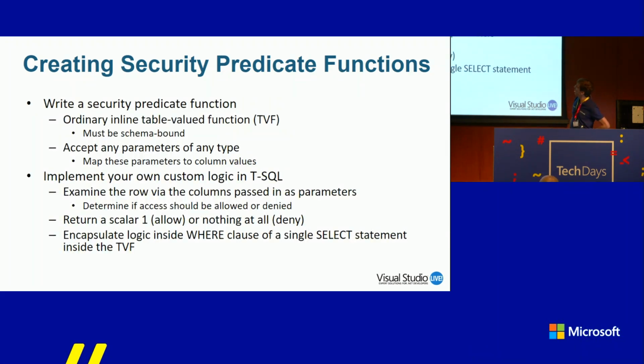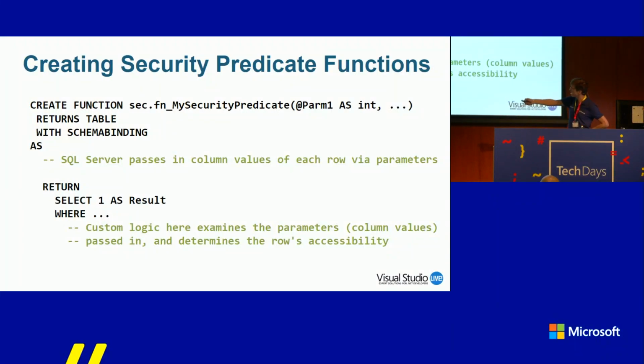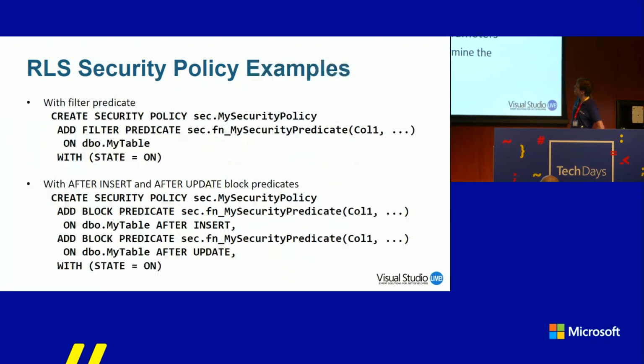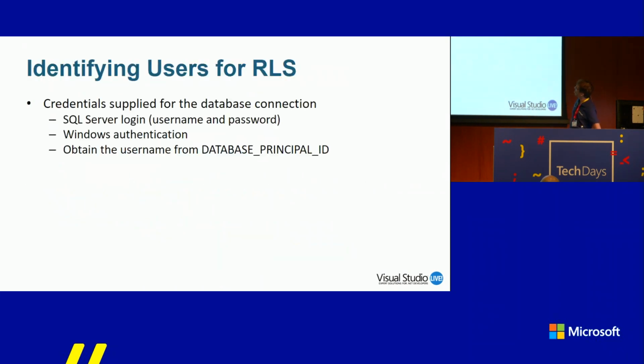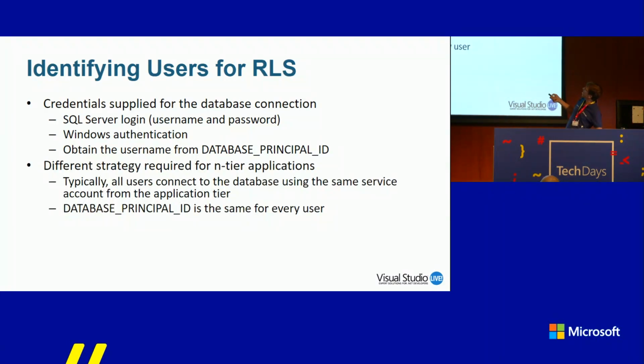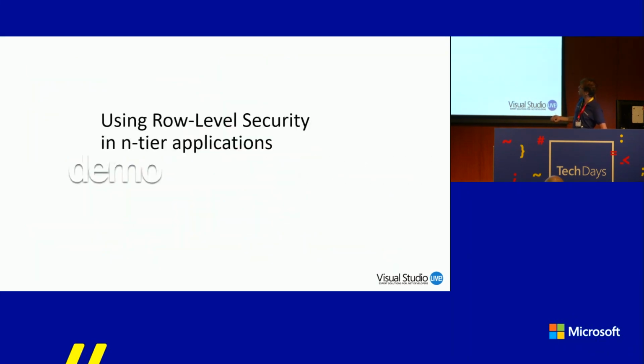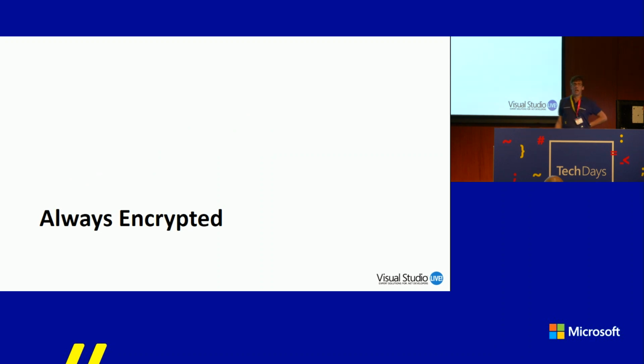Just all about how to create then a predicate function. Here's an example of the syntax. There's your inline TVF syntax right there. How to create the policy, what it means, and again, the syntax for review. We also saw how in cases when you can't use database principal ID, typically for n-tier applications, you can combine RLS with session context to make it work.